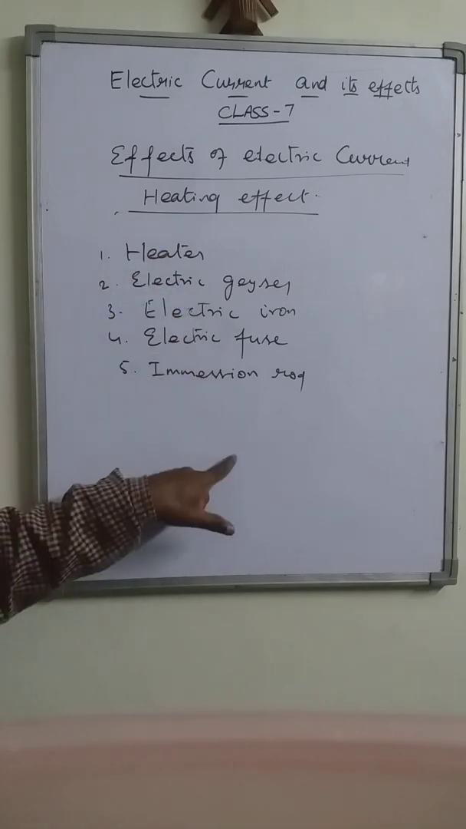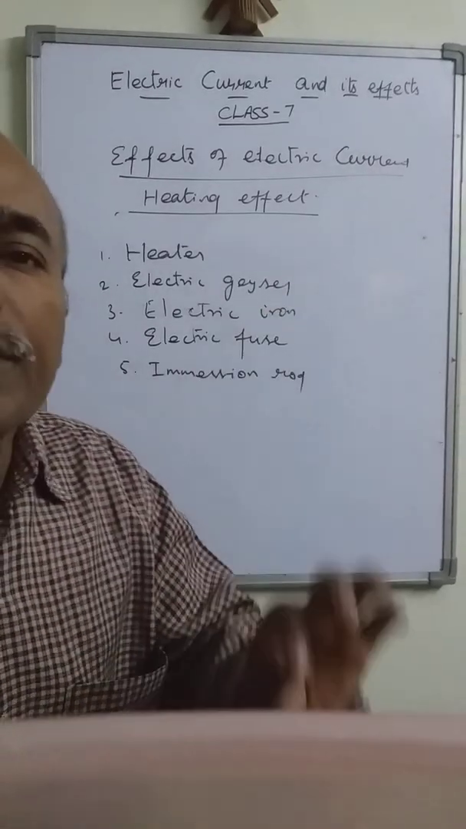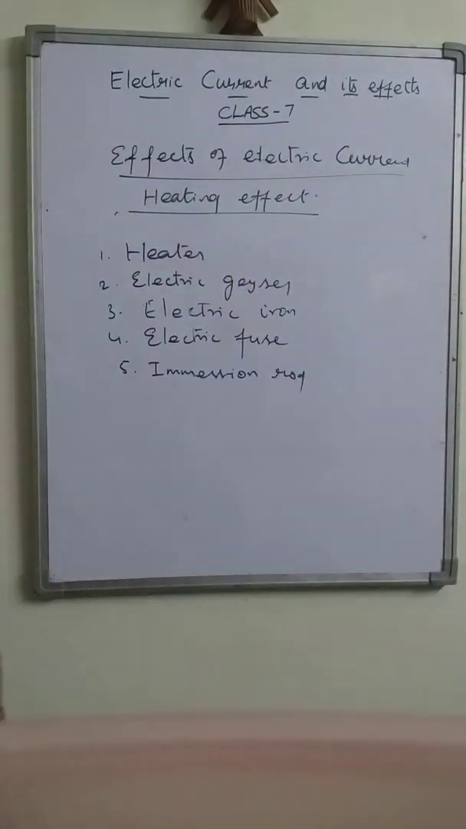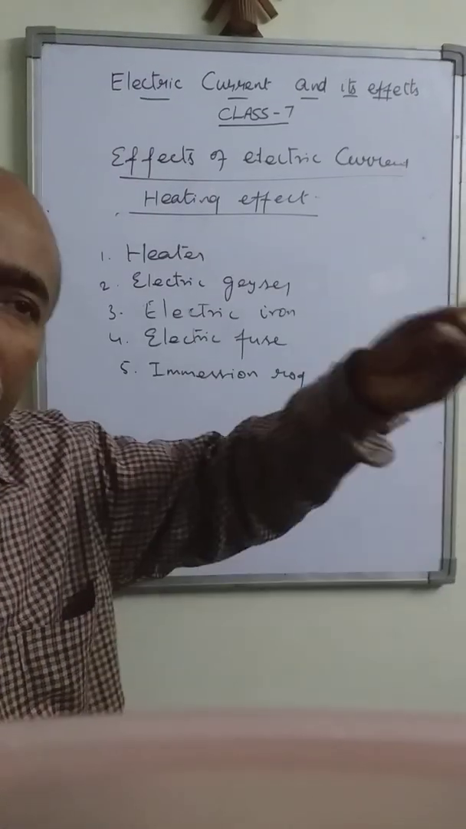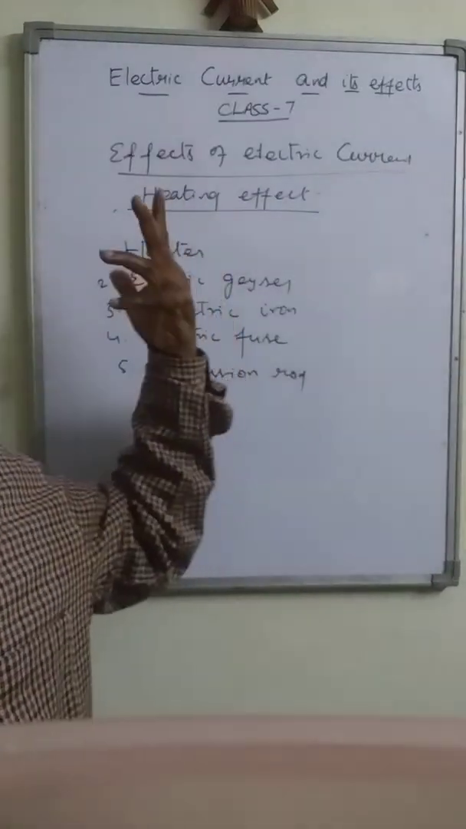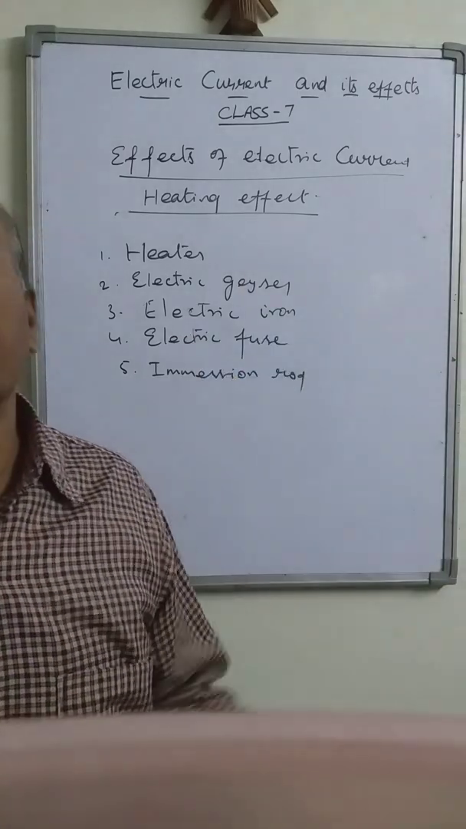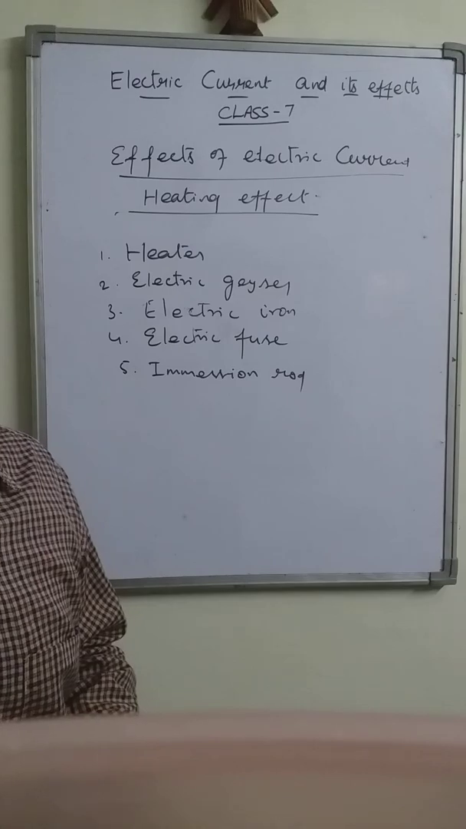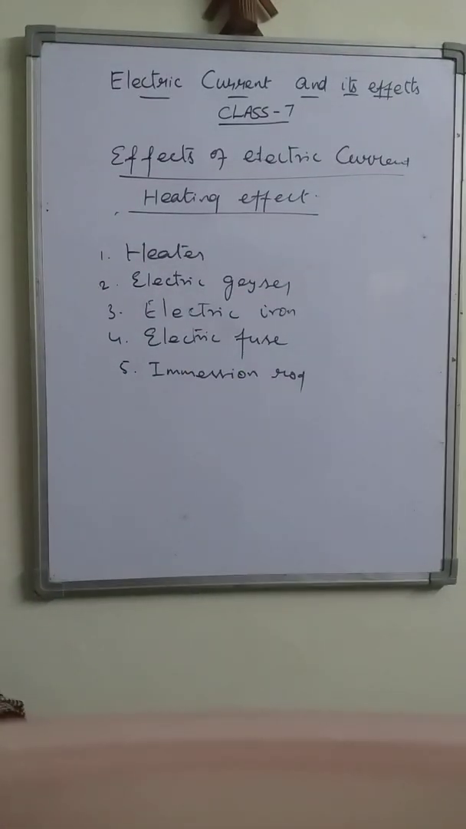But all these appliances are producing heat, but the amount of heat produced in these appliances is different. Heater is producing heat, geyser also producing, electric iron produces, but the amount of heat produced in these appliances is different. In some appliance, more amount of heat produced. In some other, less amount of heat produced. For this, we take the example of heater, electric heater.